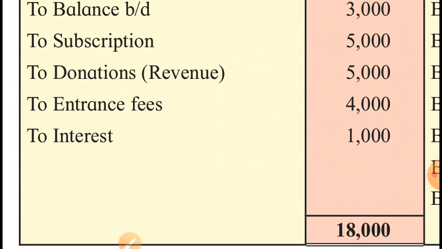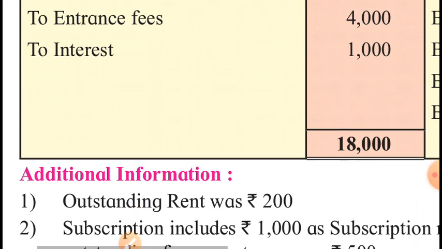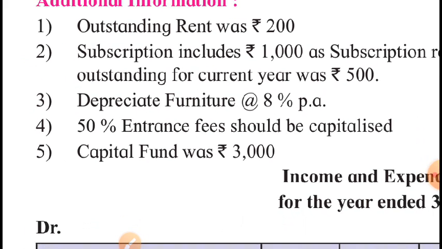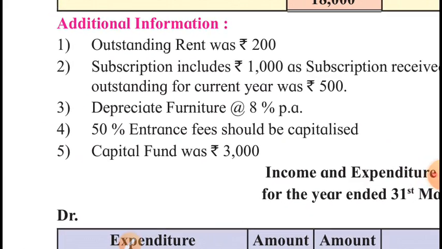50% is 2,000. So 4,000 minus 2,000, outer column 2,000, and this capitalized entrance fees will be added to the capital fund. To capitalize means to convert this income into capital fund. So 2,000 will be added to the capital fund, and capital fund was rupees 3,000. Capital fund will be shown on the liability side. You know, capital fund appears on liability side.